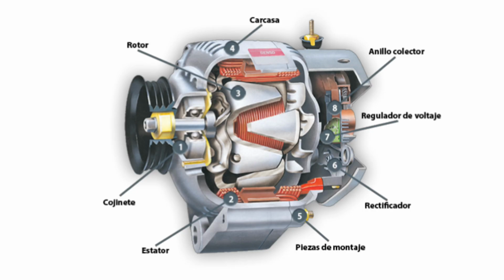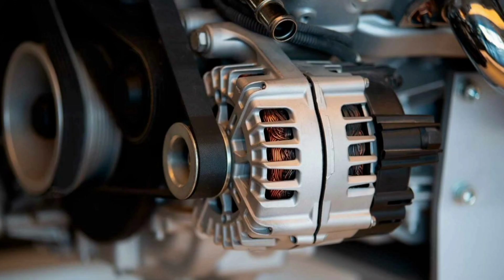Regarding the material from which the internal components of the alternator are made, the rotor core is generally made of laminated steel to reduce eddy current losses, while the stator is composed of copper coils that offer high electrical conductivity. It is important to note that the correct functioning of the internal components of the alternator is crucial for the good performance of the vehicle's electrical system.